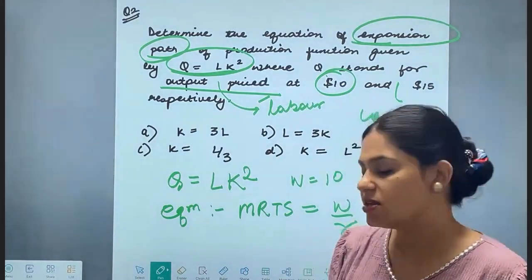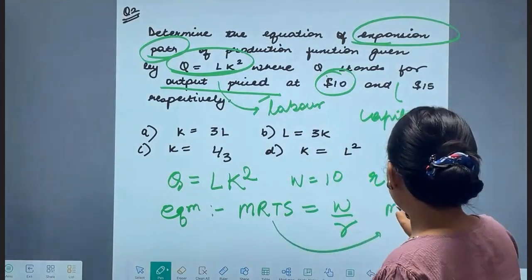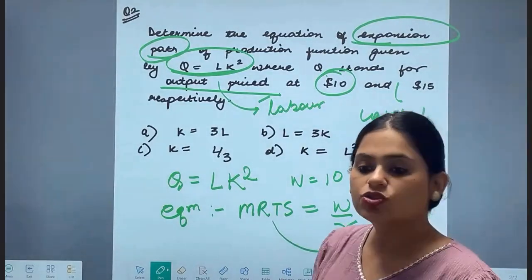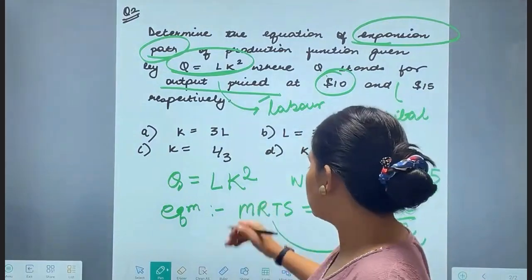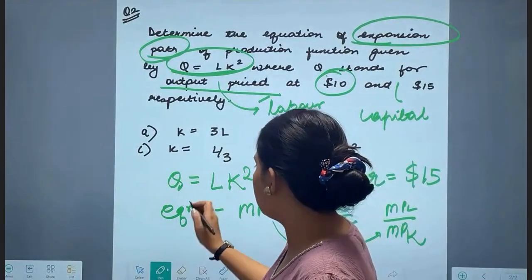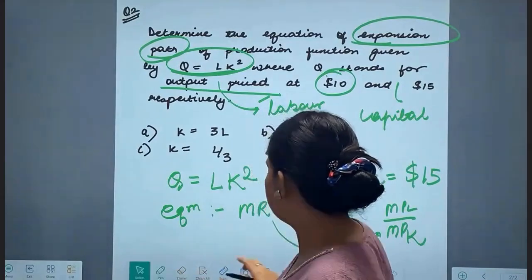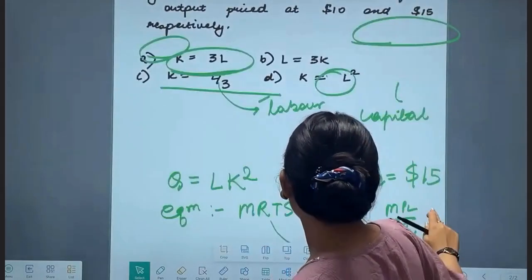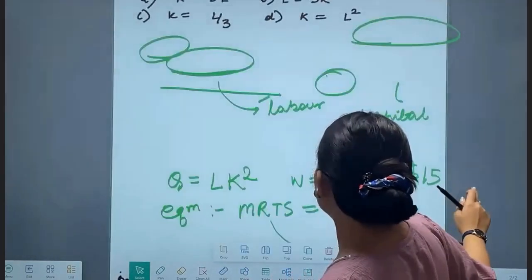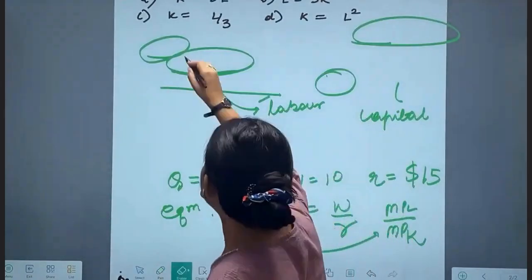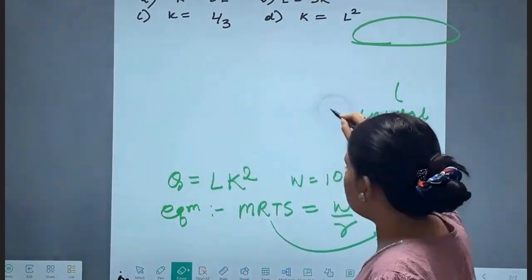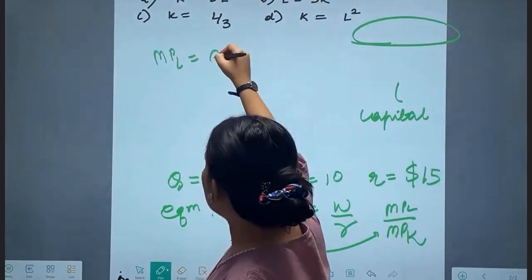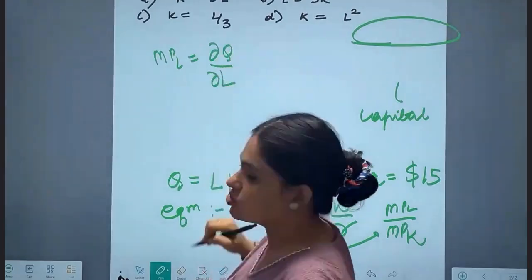What is MRTS? MRTS is basically MPL by MPK. So what is going to be MPL? Differentiate this function with respect to L. So what will come? If I differentiate this with respect to L, let's look. If I just differentiate this beta with respect to L, what will I get? What will MPL be? My MPL will be how output changes as labor changes.